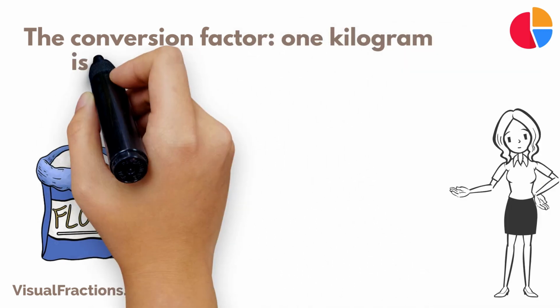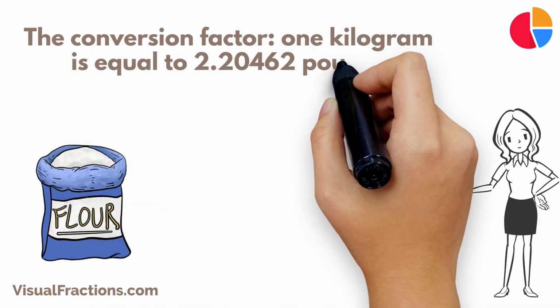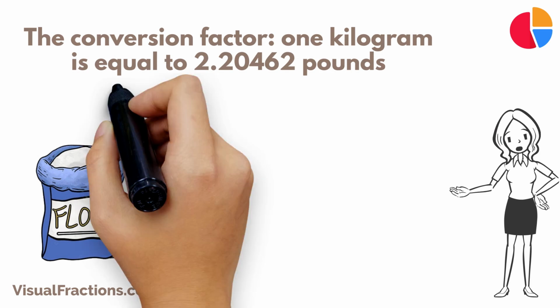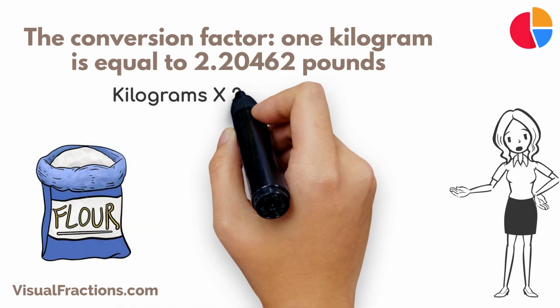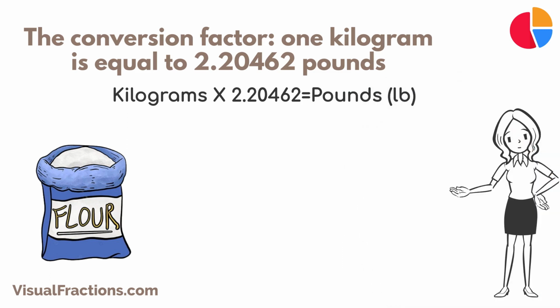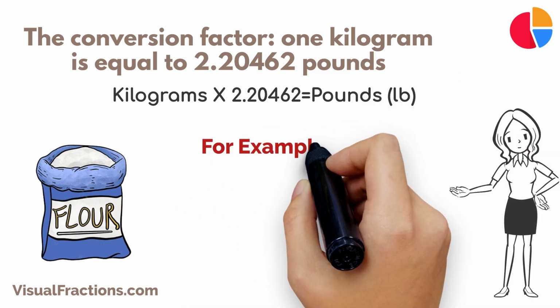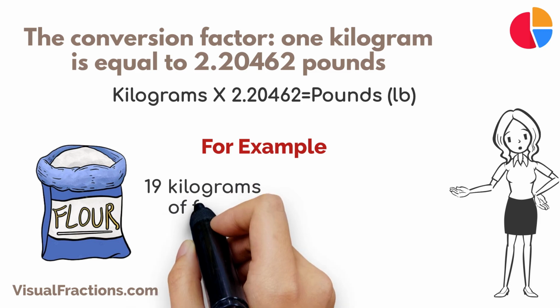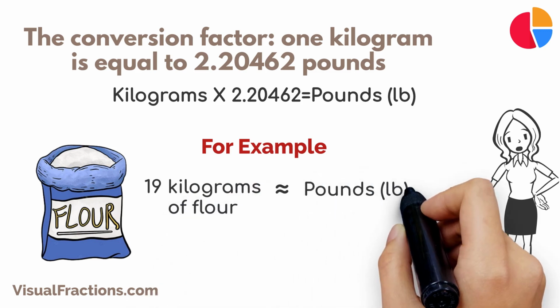1 kilogram is equal to 2.20462 pounds. To convert kilograms to pounds, all you need to do is multiply the number of kilograms by the conversion factor. Let's walk through an example. Say you have 19 kilograms of flour that you need to convert to pounds.